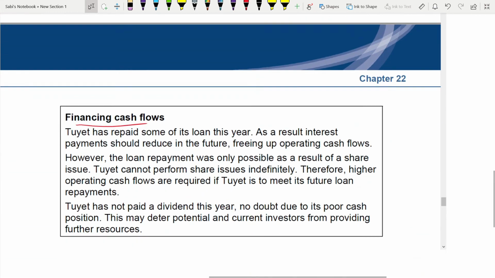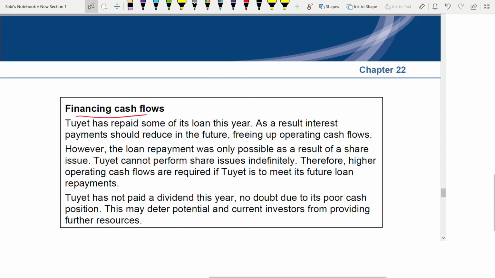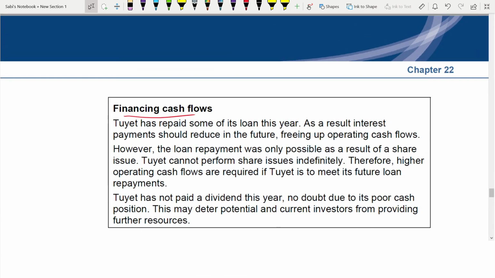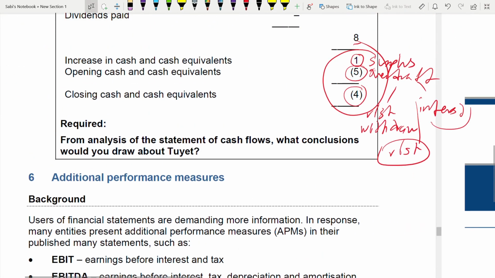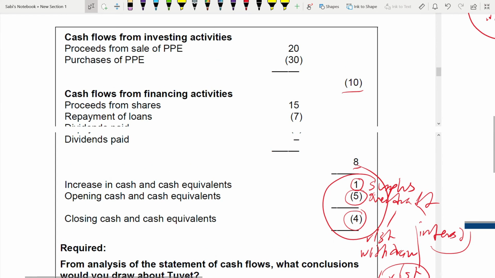And finally, financing cash flows. Okay, let us go to the financing activity now. Financing activity has only 2 things. Normally dividend paid also comes, but here we don't have any dividend payment for this question. One is share: we have issued shares and got 15, and repayment of loan. If you see, we have repaid a loan of 7 million.